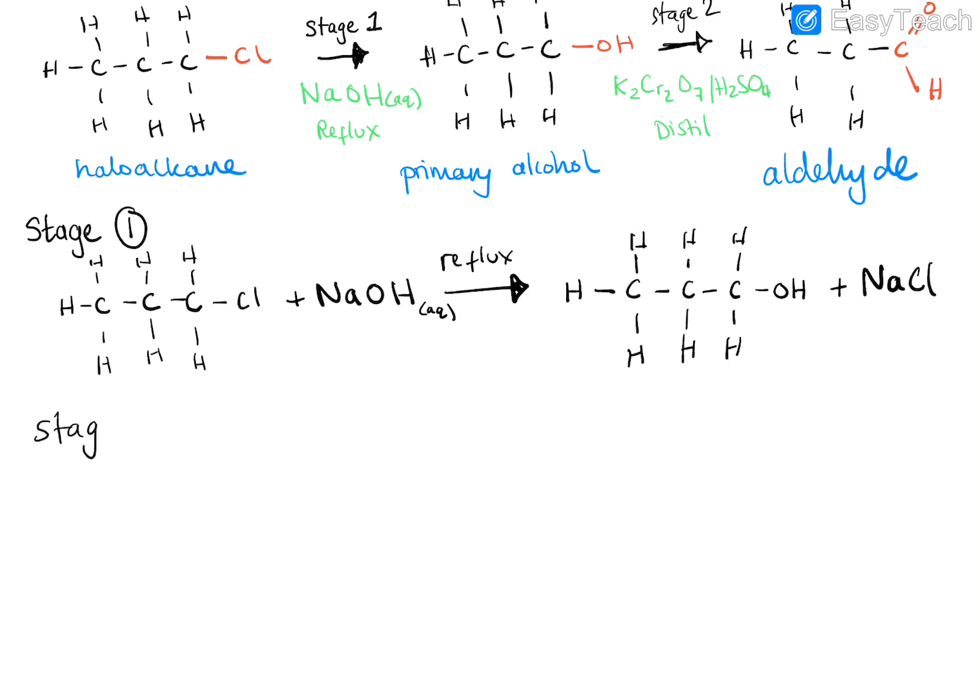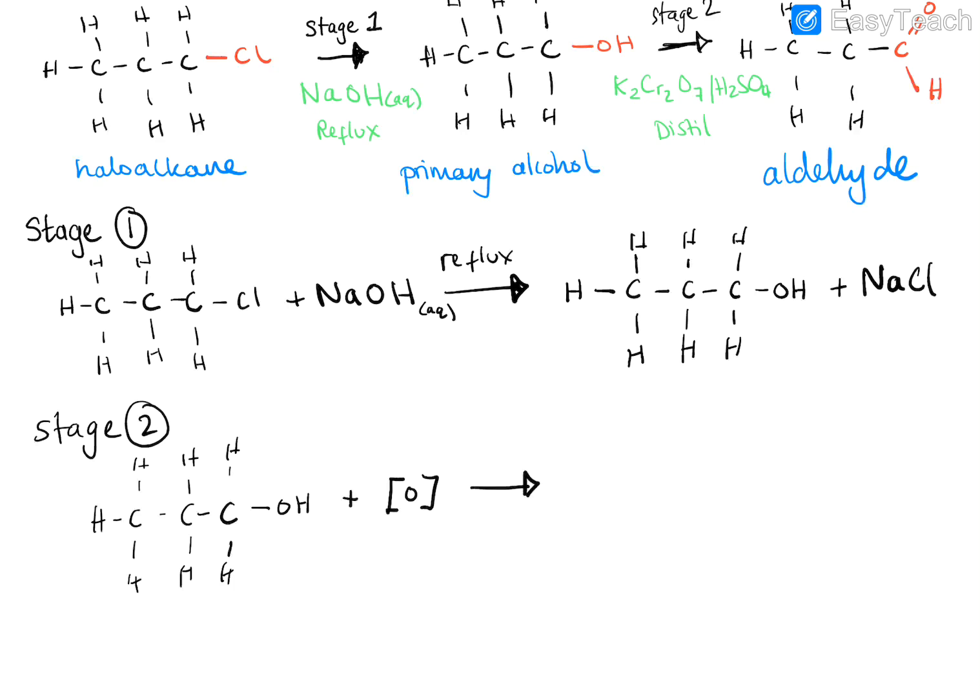Then you write out stage 2, which is your primary alcohol plus, and then you can just do that if you remember correctly. I showed you're allowed to do that when you're writing out that it's oxidized in an equation. And that will make your aldehyde, which is your target molecule. And obviously water is also a product.